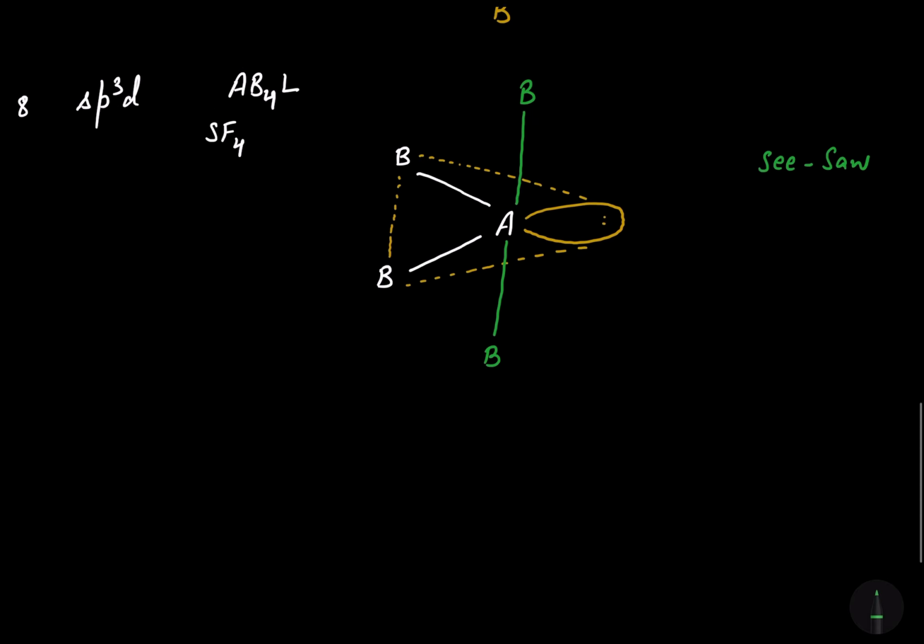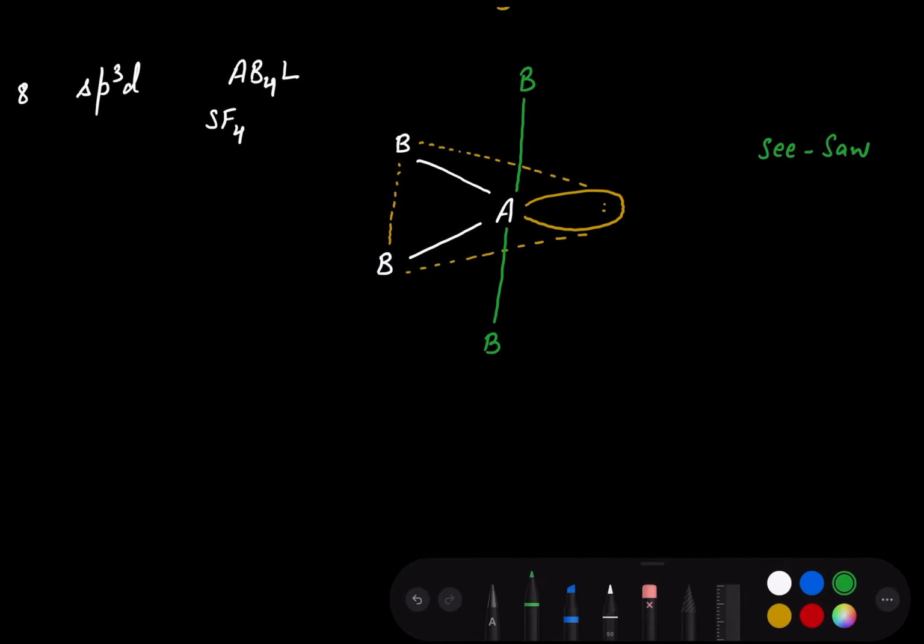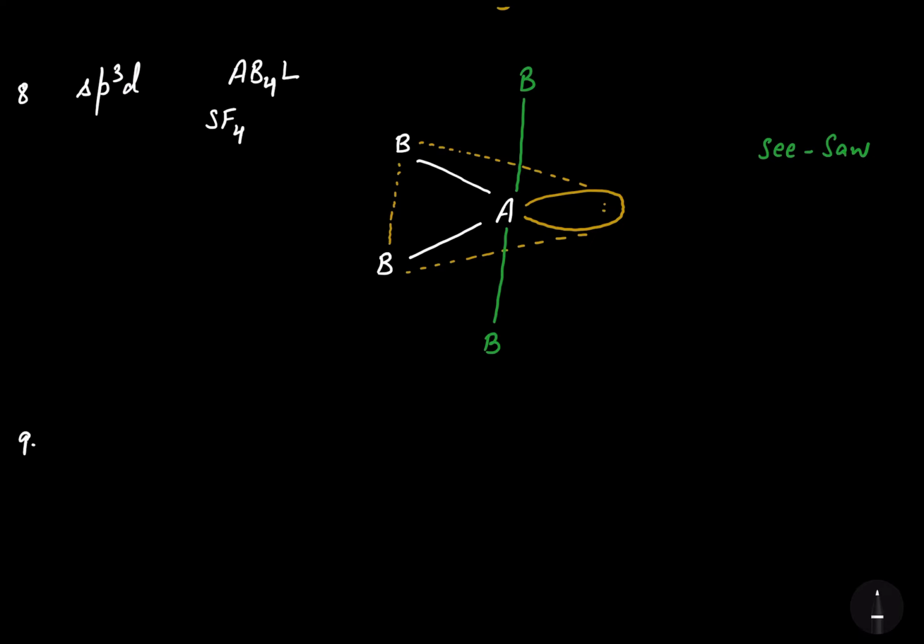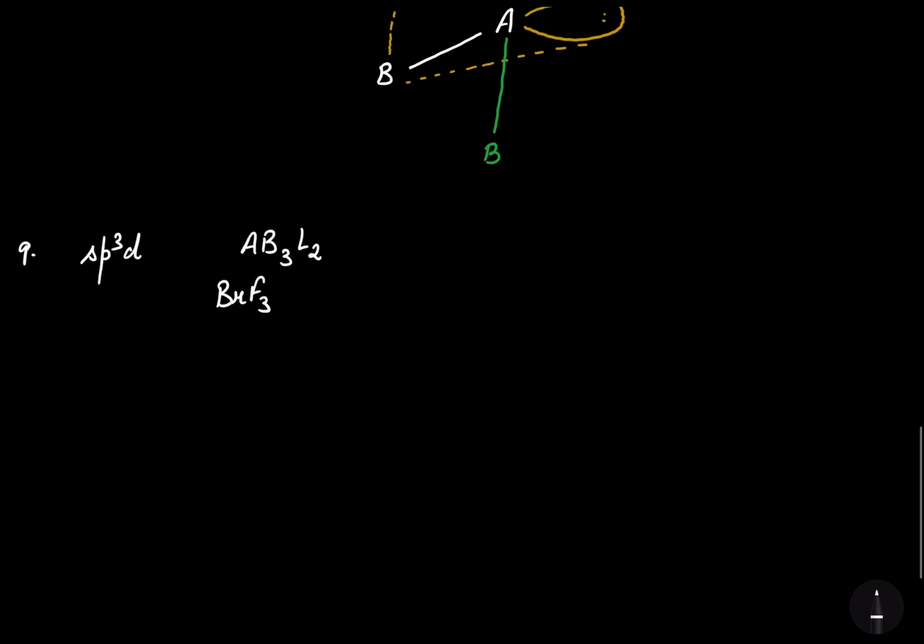Now let's talk about again sp3d but with two lone pairs. Now I'm talking about the ninth one. Again sp3d but with two lone pairs, then it will be AB3L2. Its example is BrF3. So I'm again drawing the structure. The A is present over here, B is present over here.